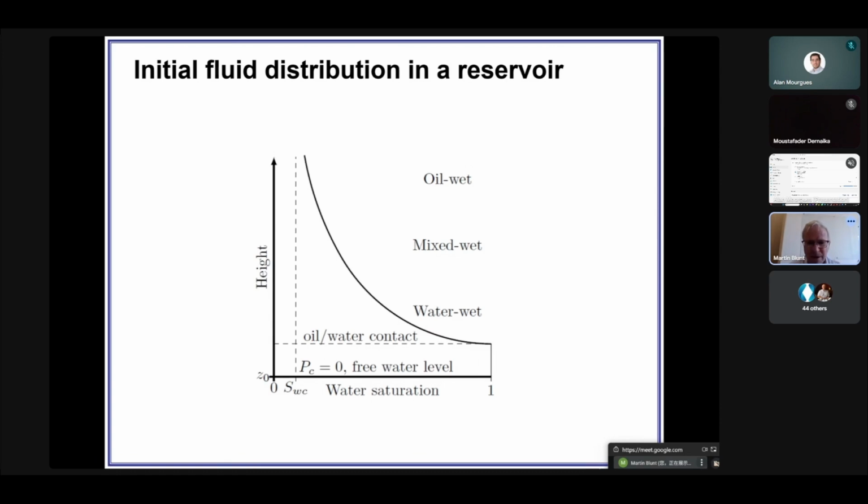In between, you're seeing a mixture of wettability. Mixed wettability, actually like that generic capillary pressure curve I showed in the previous slide.